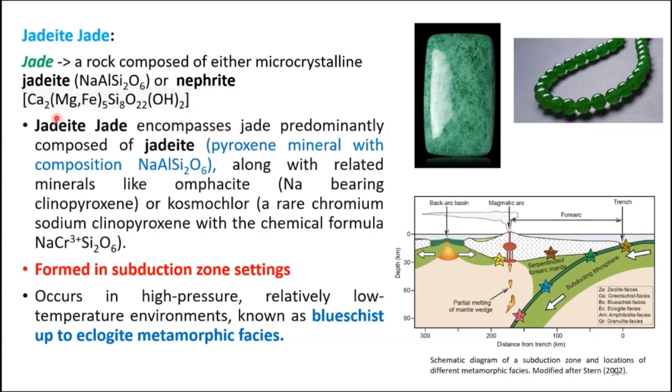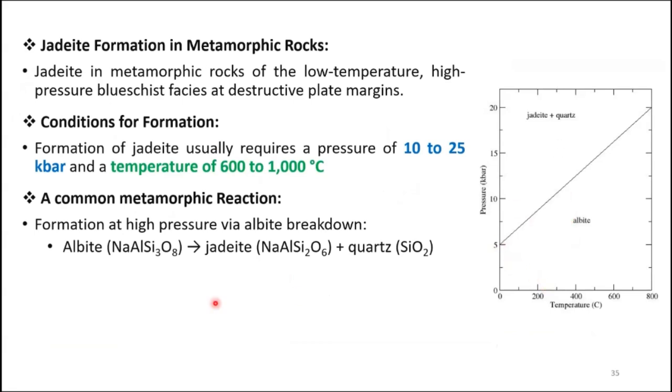Jadeite bearing rocks mainly are produced under specific metamorphic conditions, because this particular mineral is stable under relatively high pressure conditions. Without high pressure conditions, jadeite cannot be produced. This is a very common reaction that describes a metamorphic reaction.